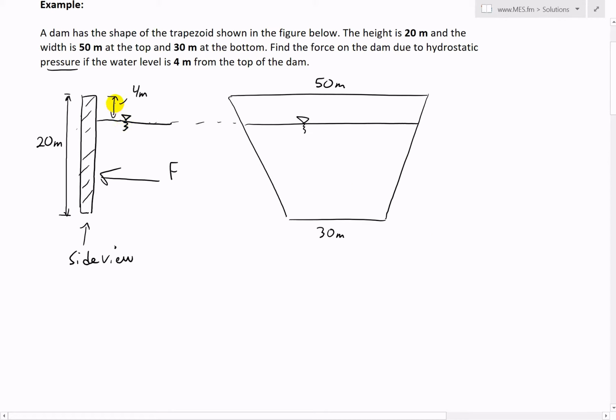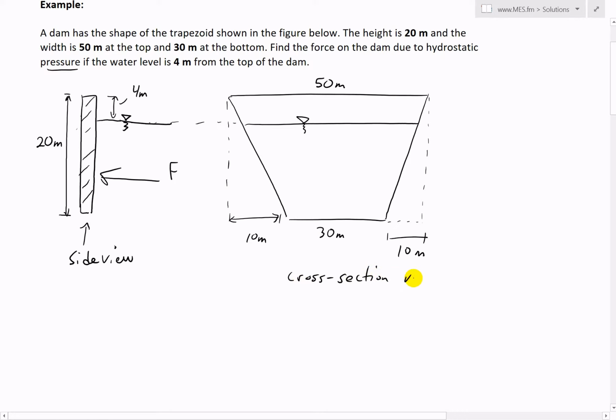The water level is 4 meters from the top, and the dam is 20 meters in height. Draw this all the way across here, you have 50 meters width at the top, 30 meters at the bottom, and let's assume that it's perfectly symmetric. So if we draw a triangle like this, the length here is 10, assuming it's perfectly symmetric. It doesn't state it here, but it actually is. So this is 10 meters, and 10 adds up to 50. And now right here, this is the cross-section view.